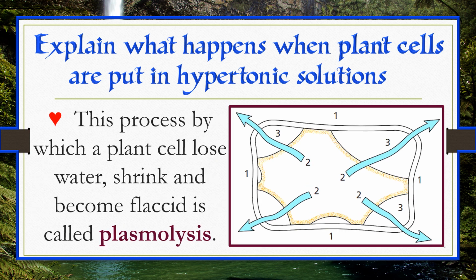The process by which a plant cell loses water, shrinks, and becomes flaccid is called plasmolysis.